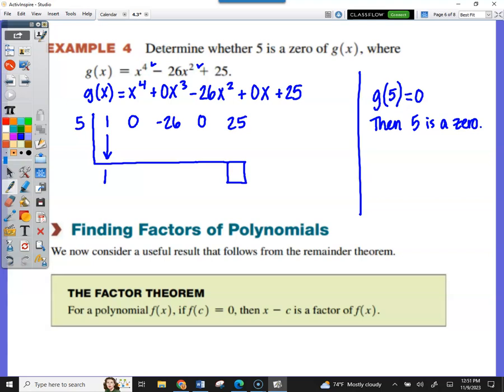I'm gonna do this right now. So 5 times 1, put it here, add. 5 times 5, put it here, add. With me? 5 times -1, put it here, add. 5 times -5, put it here, add.